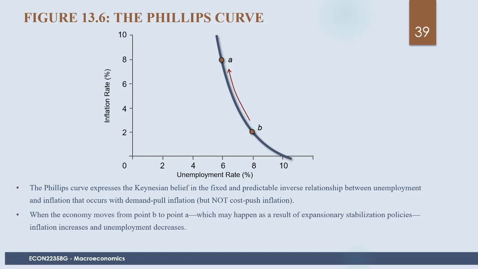When the economy moves from B to A, which may happen as the result of expansionary stabilization policies, right? If the Bank of Canada decides to increase the money supply, that stimulates the economy. We would have lower unemployment, but maybe some higher inflation. And then the other way around would be contractionary policies that work in the opposite way. They're going to destimulate the economy, which could lead to higher unemployment. And that would be like a movement from B to C.